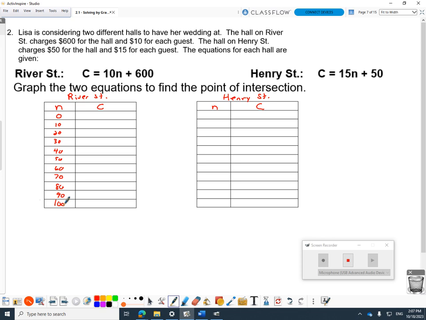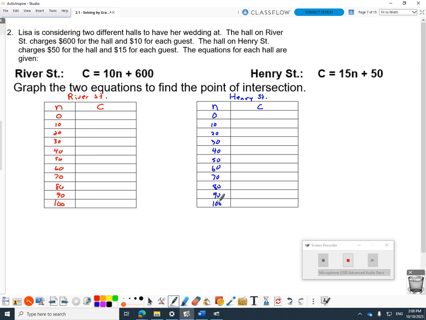And for Henry Street, oh, I'm really unhappy that I didn't color code this. I'm not changing anything. If you're madly copying and keeping up with me, just keep it the same. But I'm just going to switch colors so you can see it really good. This is going to be Henry Street. Blue pen, there we go. Henry Street, number of guests, costs 0, 10, 20, 30, 40, 50, 60, 70, 80, 90, 100.